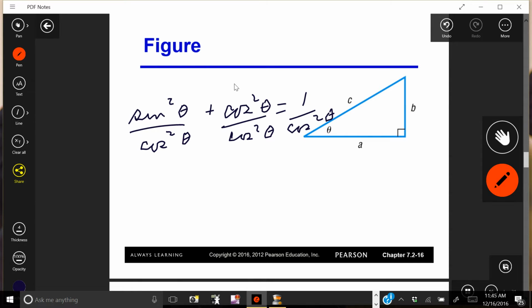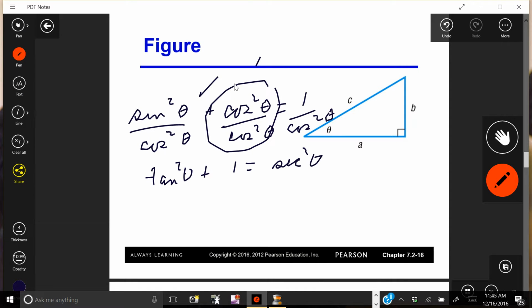And since sine over cosine is tangent, this is tan squared theta. This is 1. And 1 over cosine is equal to secant. So this would be secant squared of theta.